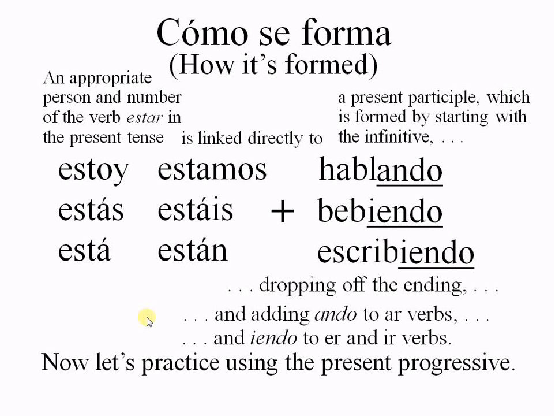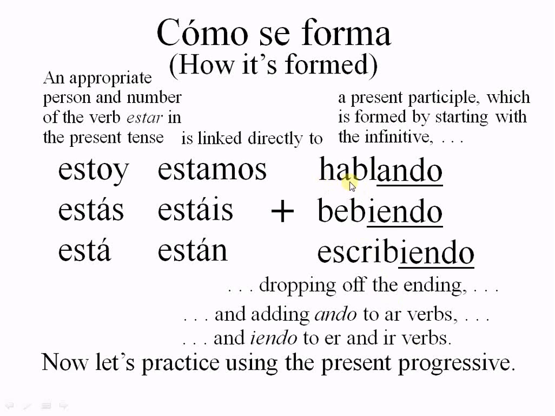¿Cómo se forma? How do we form the present progressive? Well, make sure you conjugate the verb estar according to the subject that you are using. Then you get the action you want to express, and you need to add what we call the present participle. What is it? Well, it's the ending ando or yendo. You're going to use ando for AR verbs and yendo for ER or IR verbs.